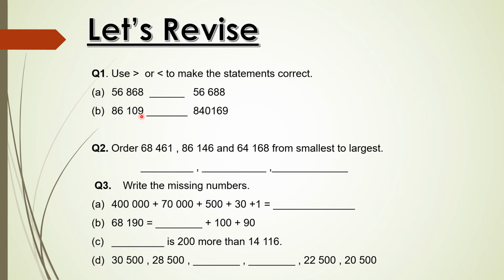So 86,109 is less than 840,169. Question number 2. Order 68,461, 86,146 and 64,168 from smallest to largest.